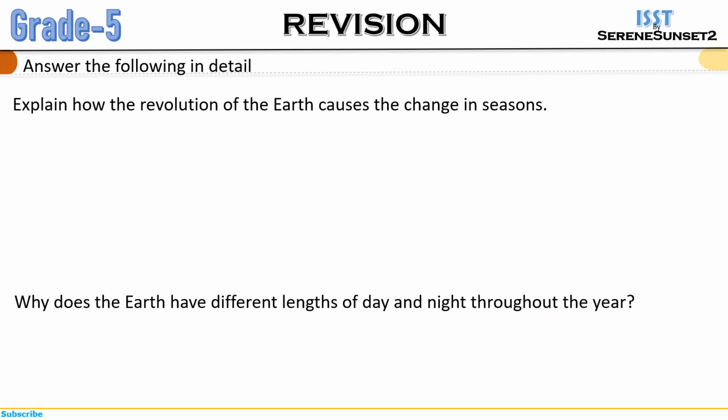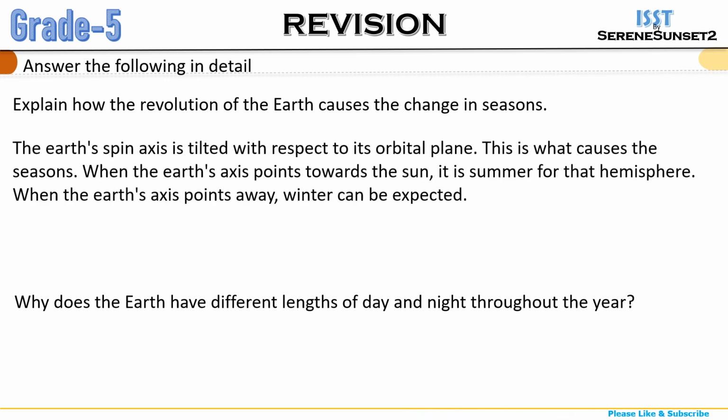Explain how the revolution of the Earth causes the change in seasons. Answer: the Earth's spin axis is tilted with respect to its orbital plane. This is what causes the seasons. When the Earth's axis points toward the Sun, it is summer for that hemisphere. When the Earth's axis points away, winter can be expected.